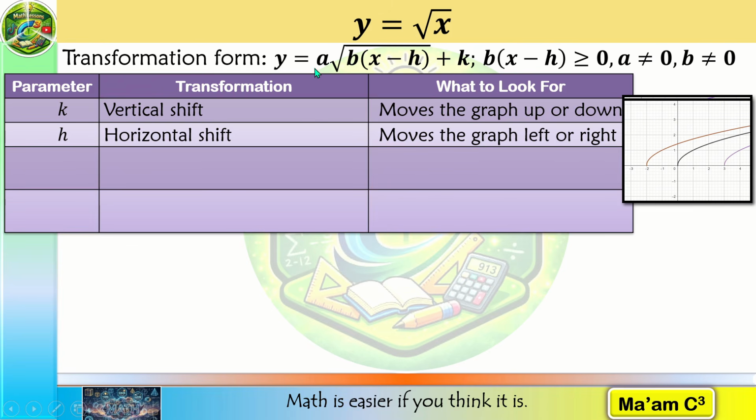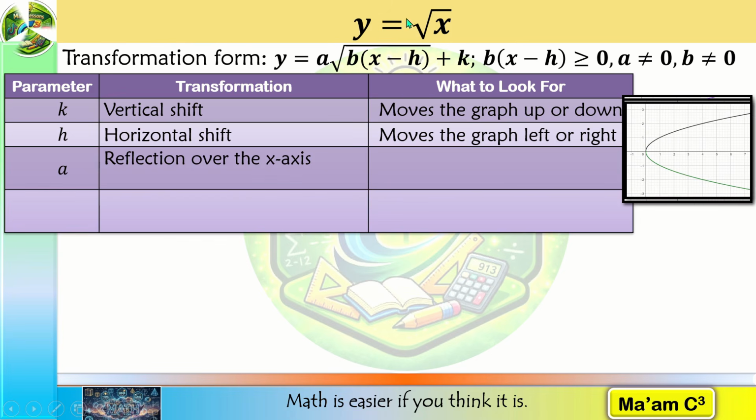Our next parameter is a. And a is the reflection over the x-axis. Let's recall our graph earlier. When I made this negative square root of x, it means my a is -1. My original function reflects across the x-axis. a also dictates the vertical stretch or compression.